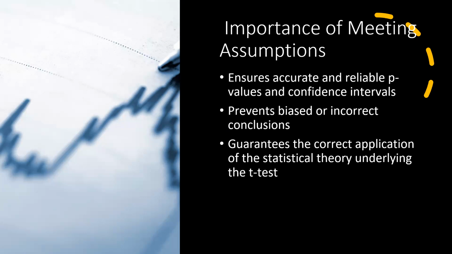Okay, so also it guarantees a correct application of the statistical theory, meaning that the assumptions guarantee that the statistical theory underlying the t-test is correctly applied. This is crucial because the t-test's mathematical properties are derived based on these assumptions. So like I said earlier, if the assumptions cannot be met, then this probability density function won't necessarily be able to predict the probabilities because our data doesn't fit that particular shape.